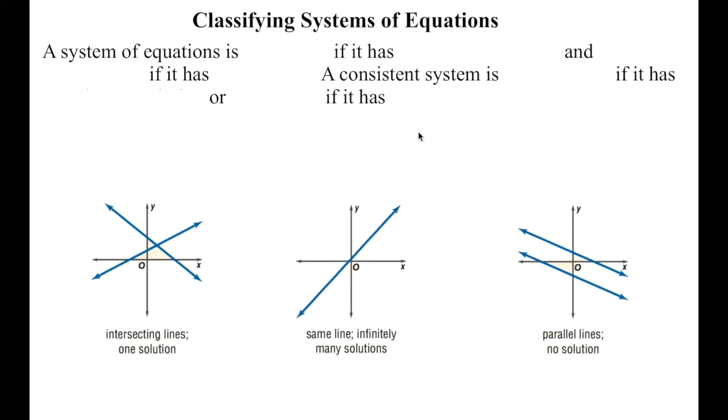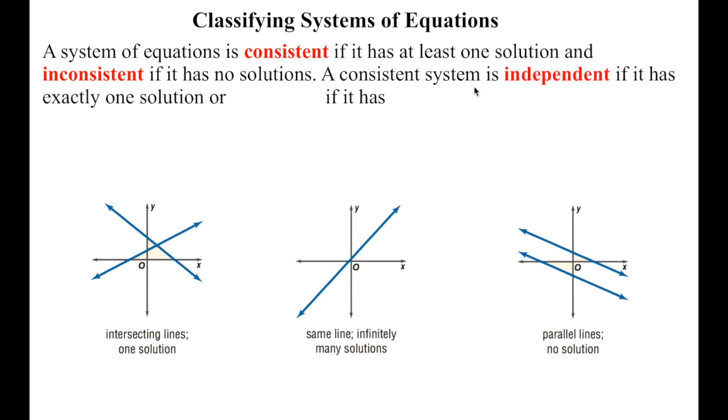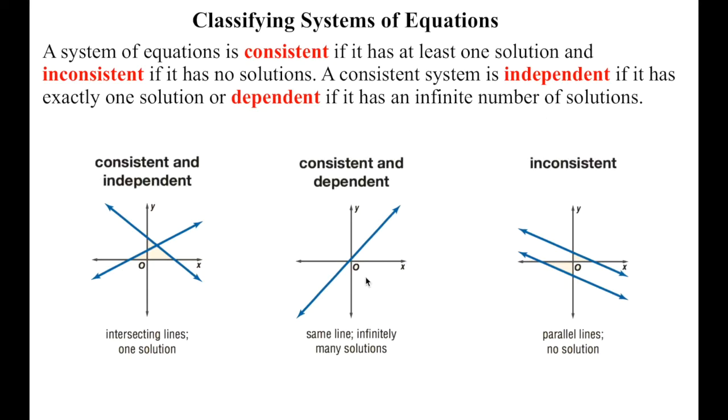So here's our vocabulary for this lesson, and we're going to classify different systems of equations. We say that it's consistent if it has at least one solution. If it doesn't have at least one solution, we say that it's inconsistent, meaning there are no solutions. Now, consistent systems we break down further into dependent and independent. We say that it's independent if there's exactly one solution, and it's dependent if it has an infinite number of solutions. So graphically, here's what each of those scenarios looks like.